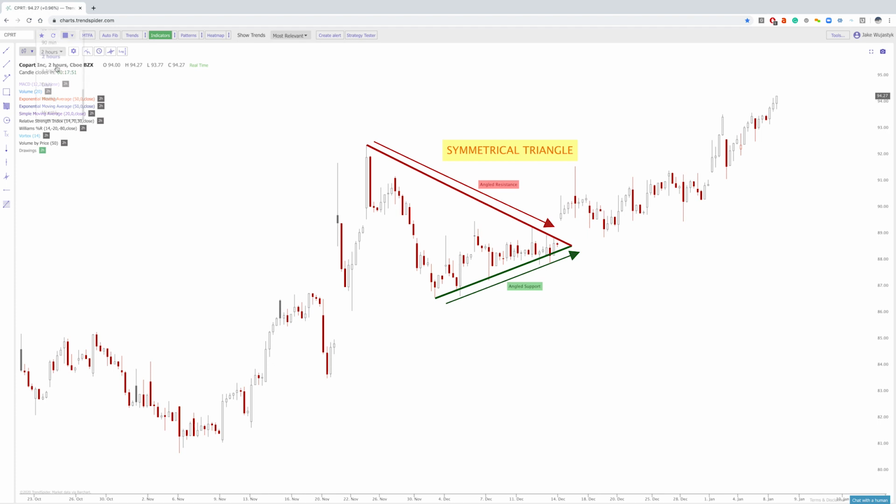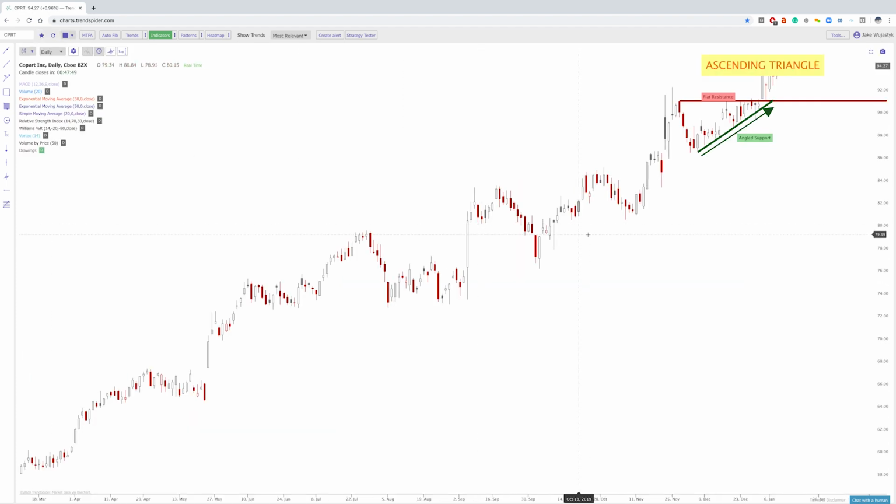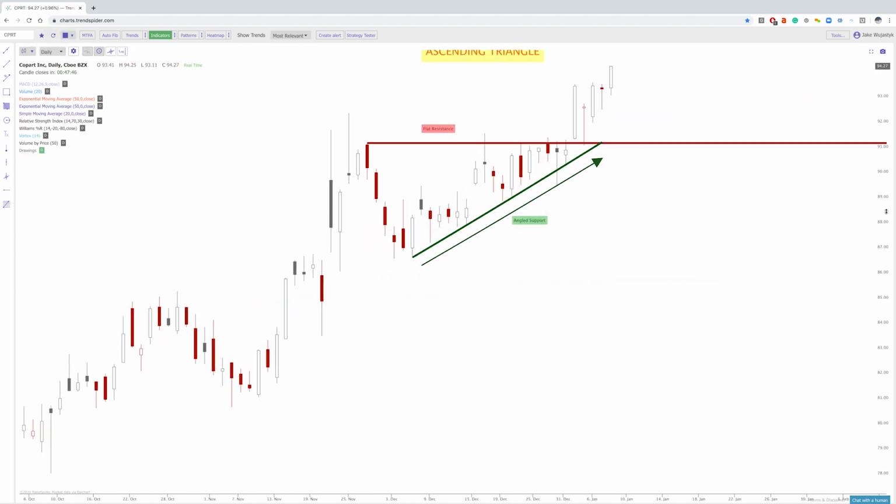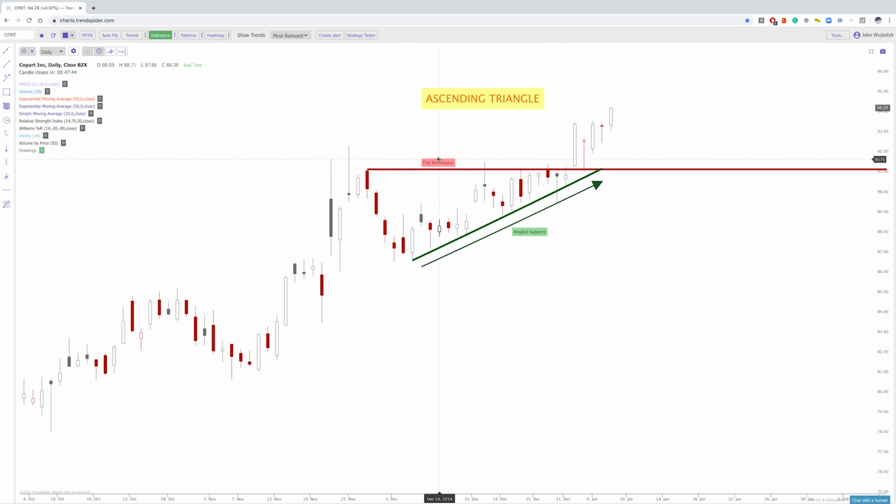Now let's go to the daily here, where we've got an ascending triangle setup, which is when you've got, instead of this angled resistance, flat resistance, and then you've got angled support, which is ascending up towards the flat resistance. Notice that you've got this coiling effect where you get really tight within this pattern. You get to the apex of this setup, you've got your breakout, and then you've got your retest of resistance, which now acts as support, and then you've got your continuation up.